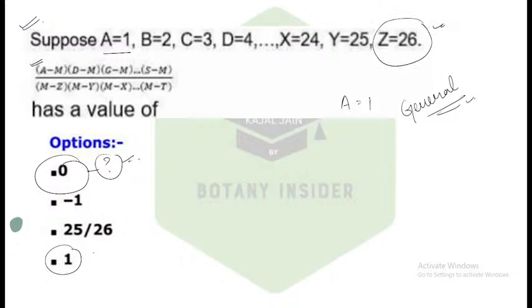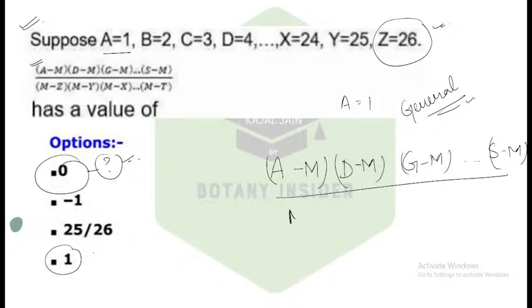The question is saying that you are given this particular expression: A minus M, D minus M, G minus M, and in the numerator you have S minus M. And in the denominator all the terms are there, but we are going in the reverse manner: Z minus M, Y minus M, then M minus X, etc. So you need to find out what the final answer will be.